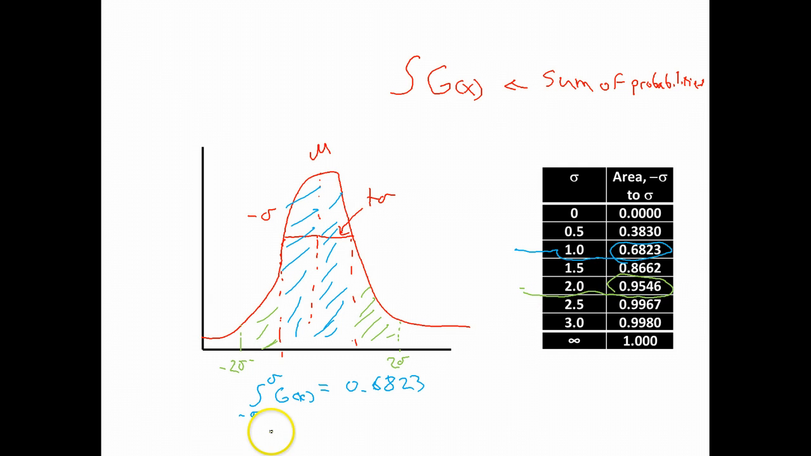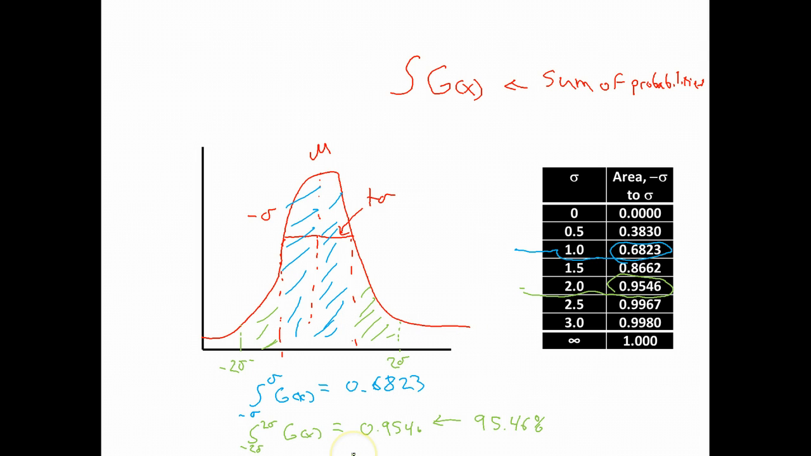Okay, so do the same thing here. In this case, 2 sigma to minus 2 sigma g of x. So what that means is 95.46, right? What this means is that approximately 95.46% of your samples of your population is going to be within this range.